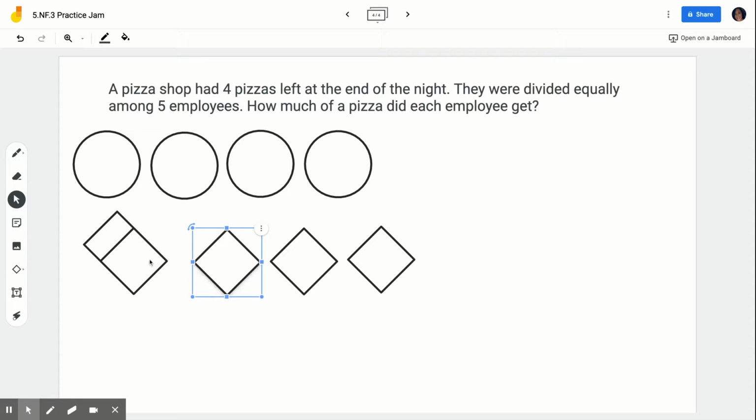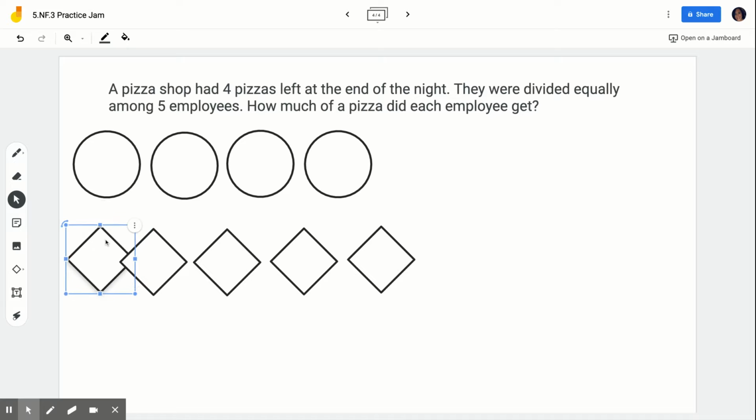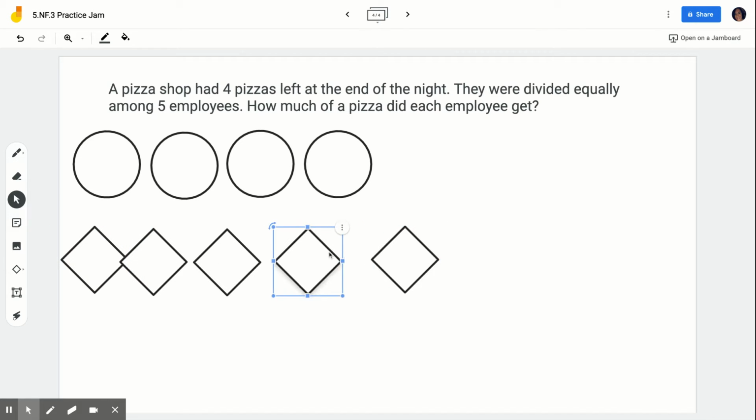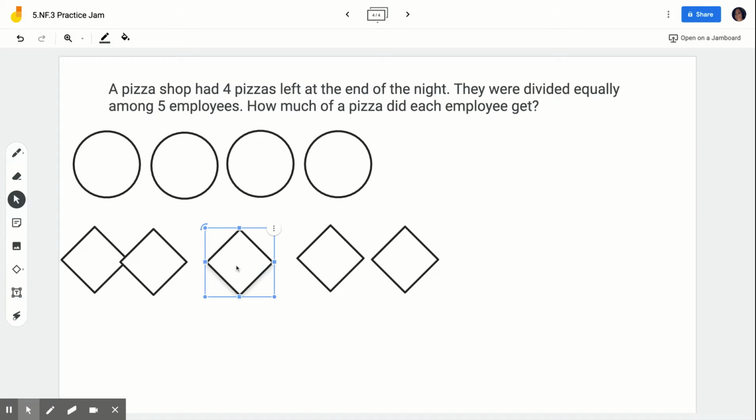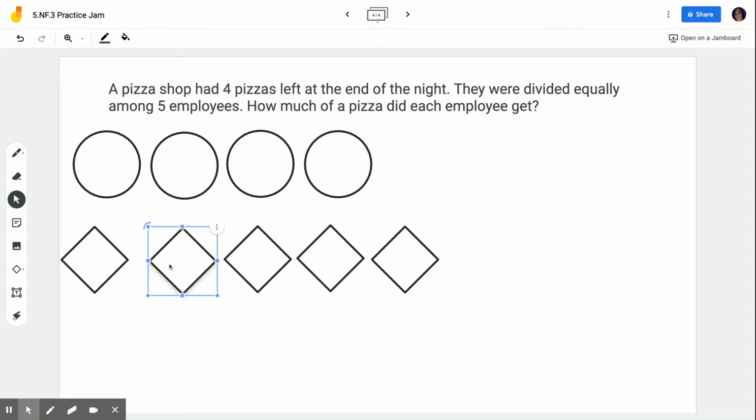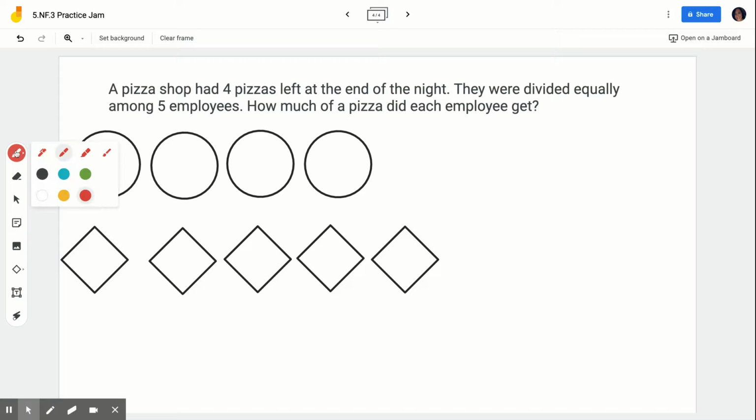So if 5 people are dividing 4 pizzas, or sharing, we need to get used to saying this as sharing, because we know that when we're talking about fractions or even division problems, what is being divided, so what goes on top of a fraction, is what's being shared.